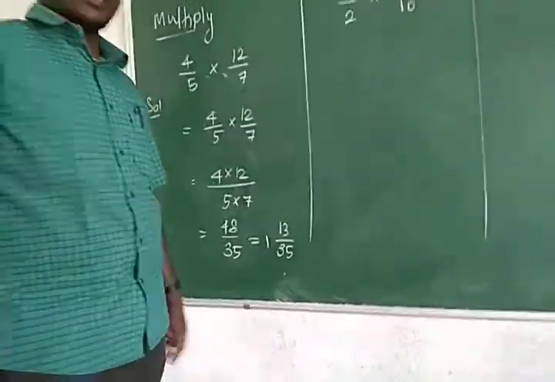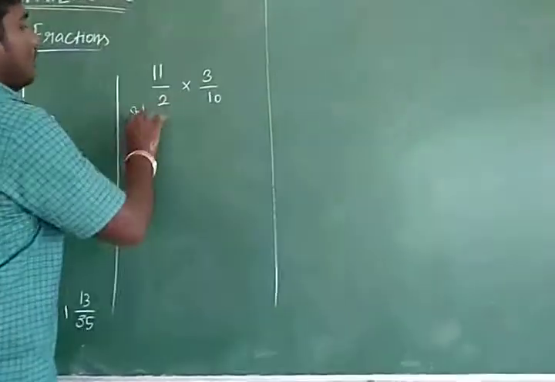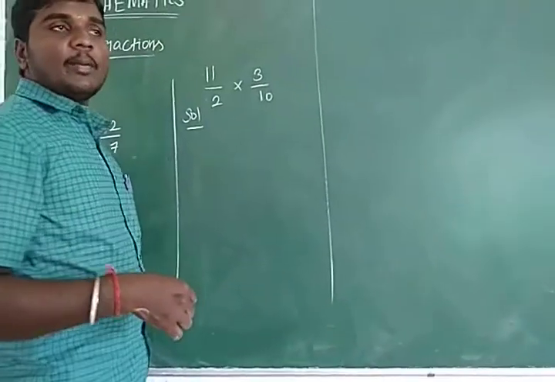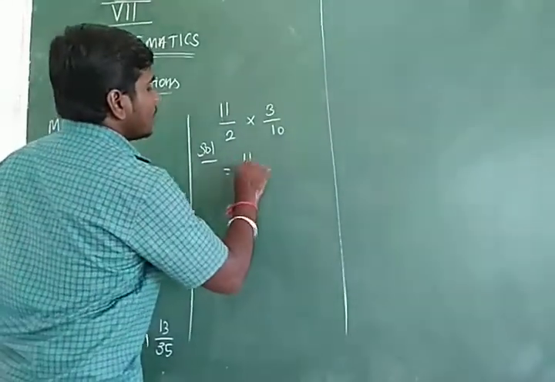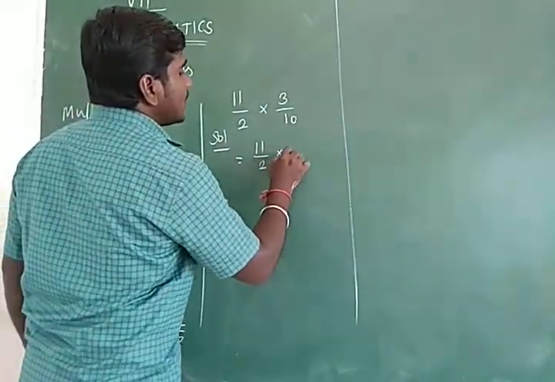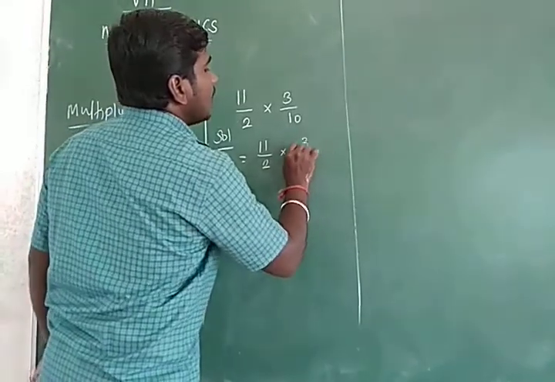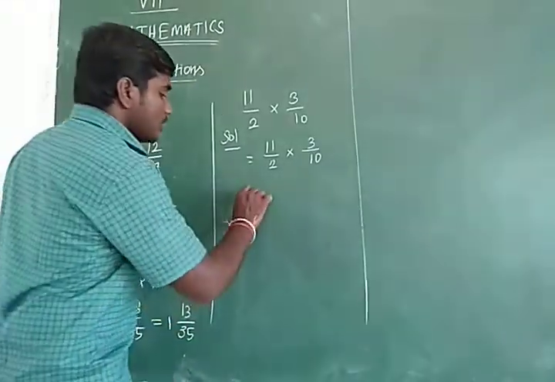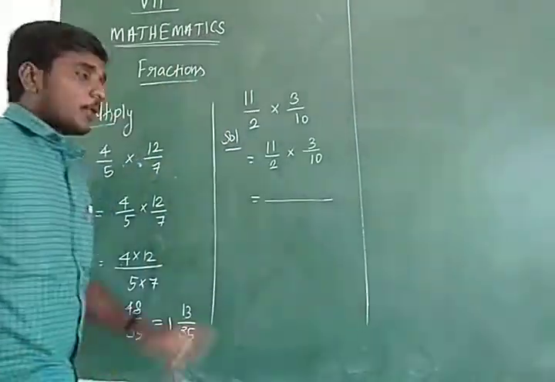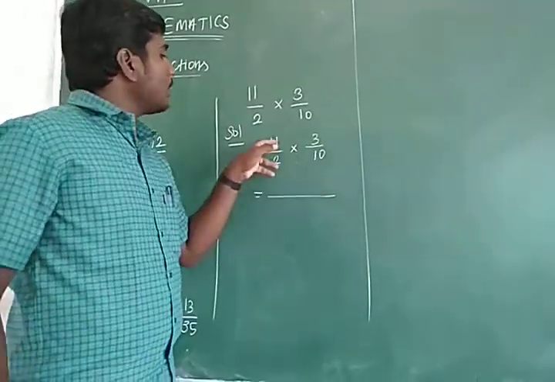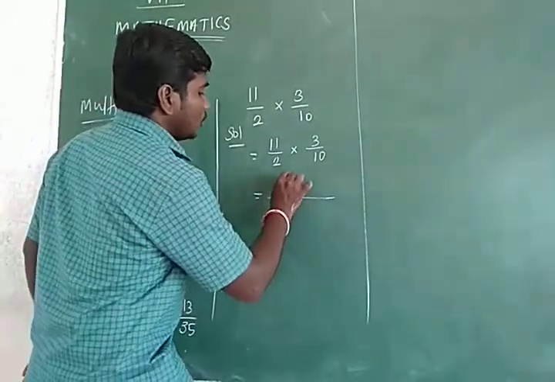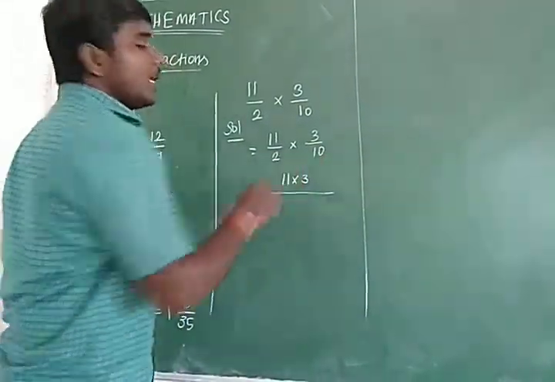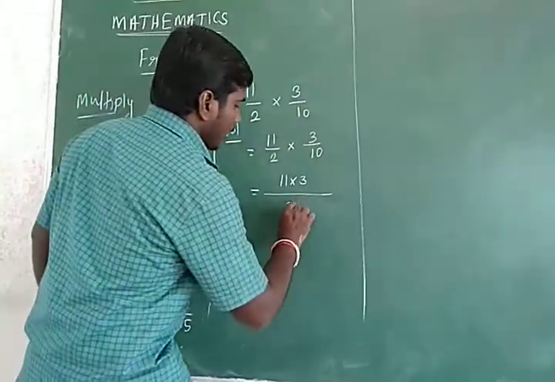Okay. Right. Next one: 11 by 2, 3 by 10. Both are fractions. 11 by 2 is an improper fraction. 3 by 10 is a proper fraction. Right. So what is the rule? Product of numerators, 11 into 3. Product of denominators, 2 into 10.